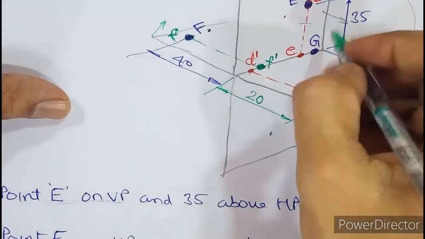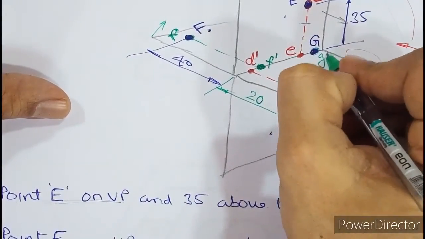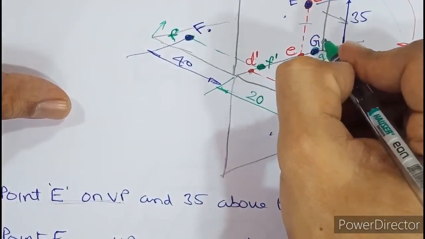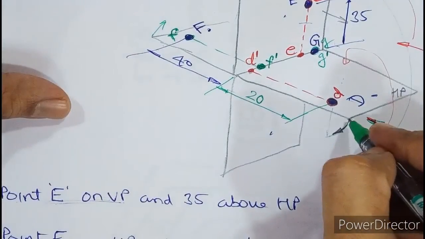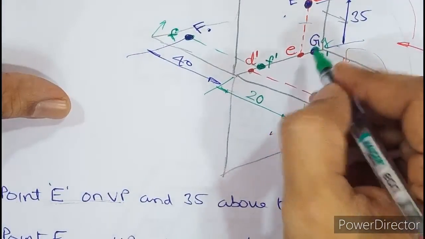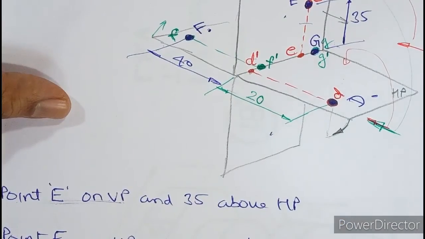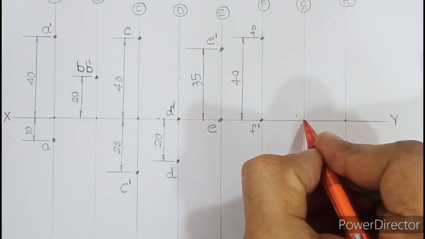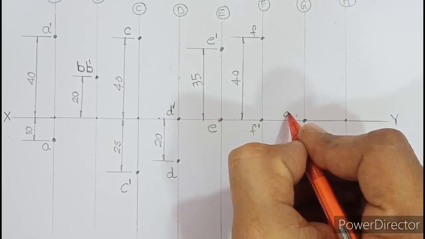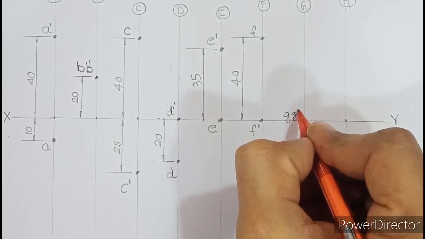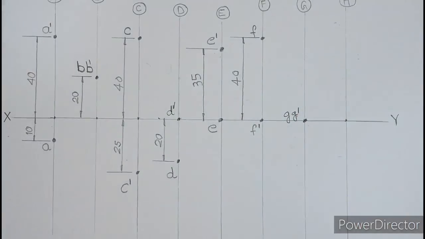So when you look in the front view, this point is G dash. In the top view, the same point is G. And when you turn the HP down, there won't be any effect. So very difficult. So here, this point is G and G dash both. No need to show any dimension because there is no dimension at all.